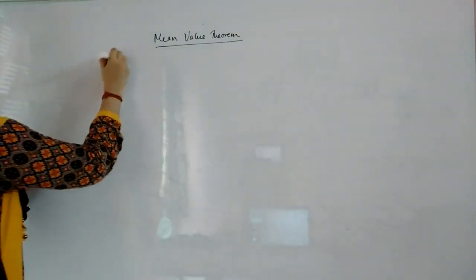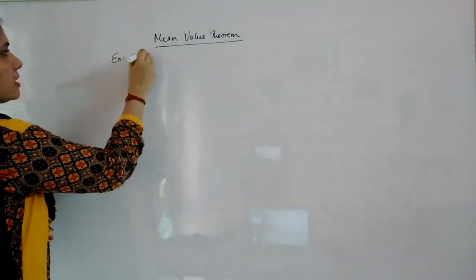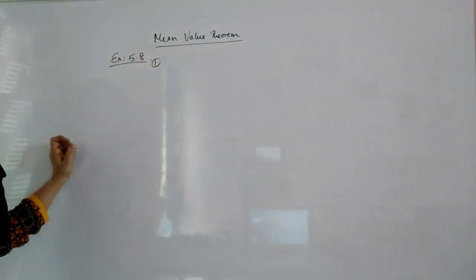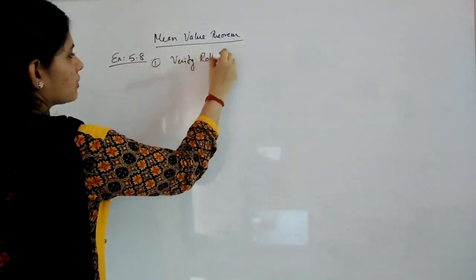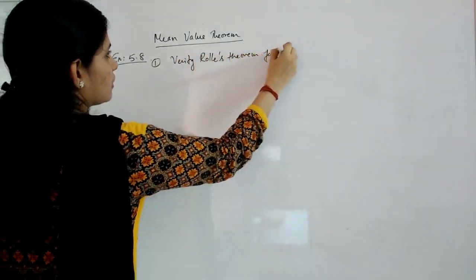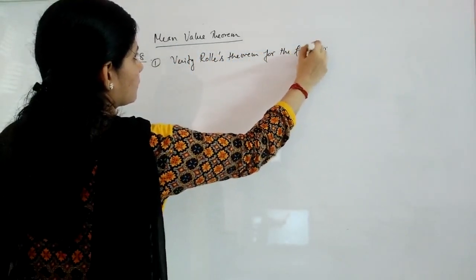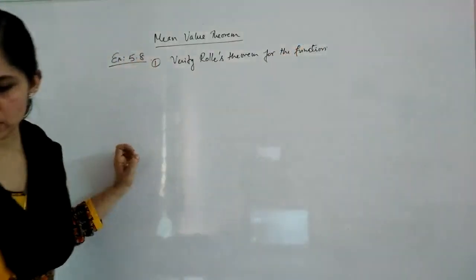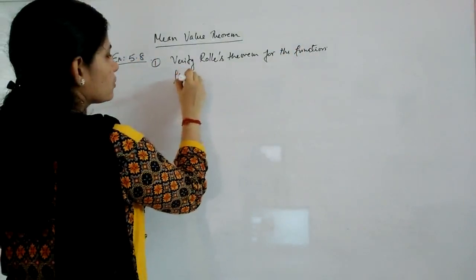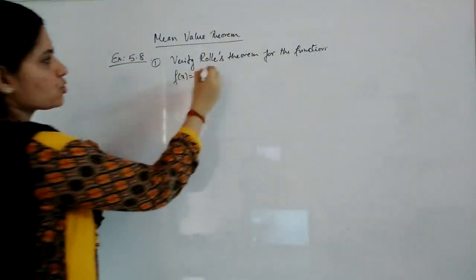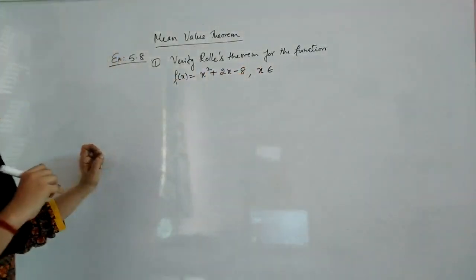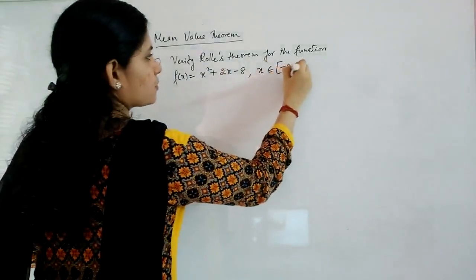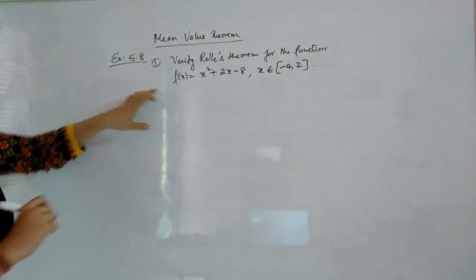Next we will start exercise 5.8. First question is verify Rolle's theorem for the function f of x equal to x square plus 2x minus 8, for x belongs to the closed interval minus 4 comma 2. Okay, so we'll start with f of x.